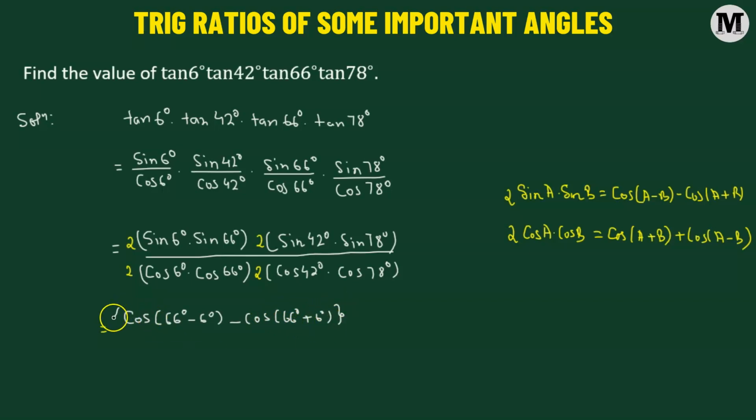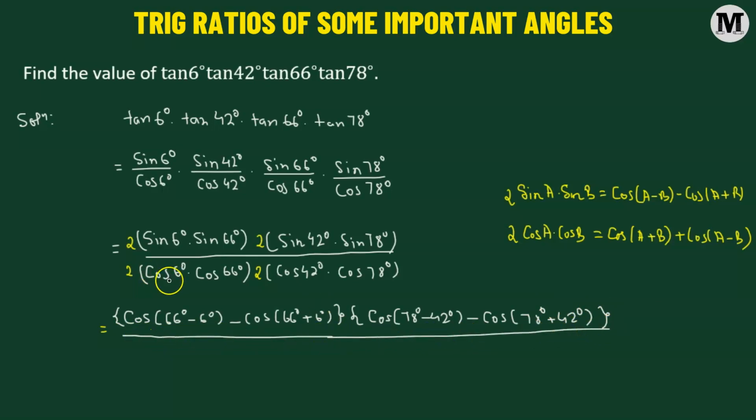Next, we come to the product of sine 42 and sine 78 degrees. We're going to get cosine of the angle. So here we'll take 78 to be A and B to be 42. So we'll have 78 degrees minus 42 degrees, minus cosine of the sum of the two angles. So we have 78 added to 42 degrees. Fine. Now we're done with the numerator part. Let's go to the denominator.